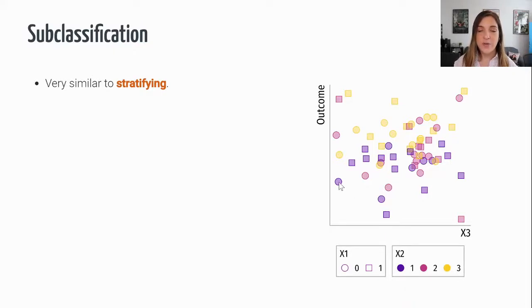So for instance, this unit right here has a value of x1 equal to 0, a value of x2 equal to 1, and it has a very low value of x3, okay? While this one up here has an x2 value of 3, an x1 value of 1, and an x3 value pretty high up in the distribution, okay? So this is the idea. In this one plot, we are basically showing a lot of information, 3 different covariates and the outcome.